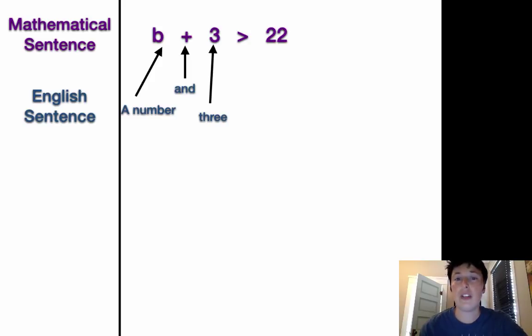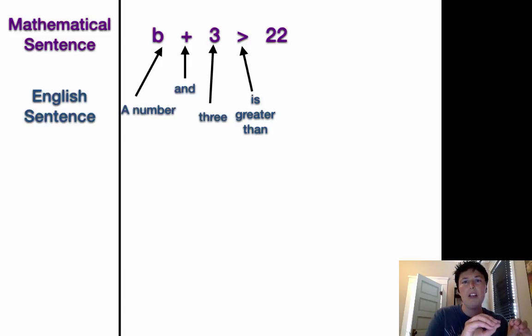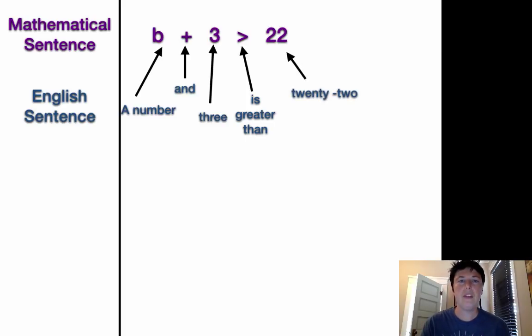Now I already know how to translate the symbol. The little symbol is the greater than sign, so it is greater than. So my translation looks like a number and 3 is greater than 22. On top, in purple, we have that math sentence, and down below we have that English sentence. A number and 3 is greater than 22. This is why I like math. Math is shorter. I like the B plus 3 is greater than 22. Writing out all the English words in the full sentence seems like a lot of work to me. But that's that translation. You want to be able to go back and forth.